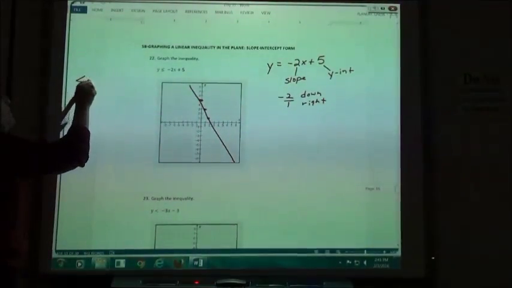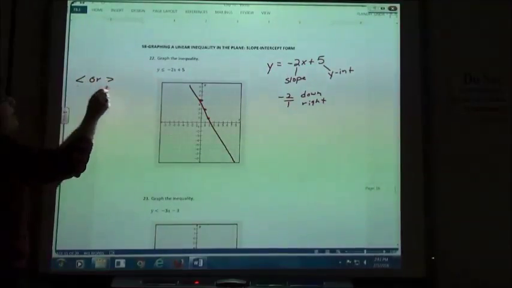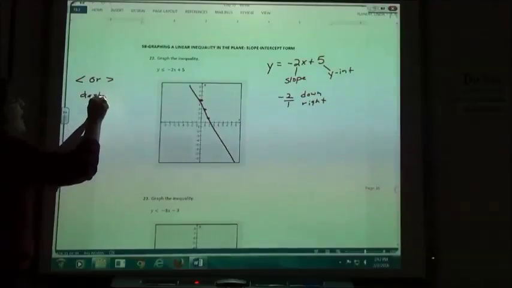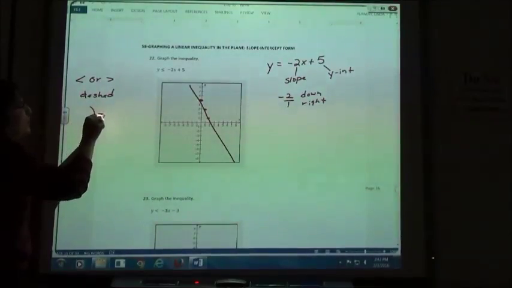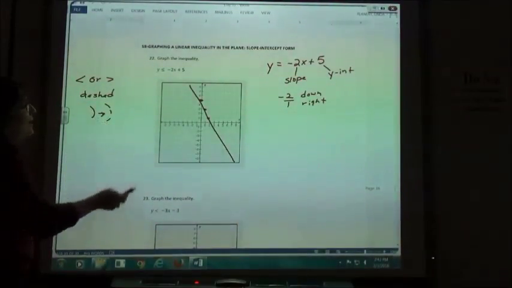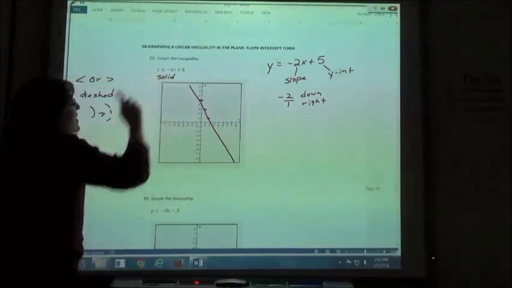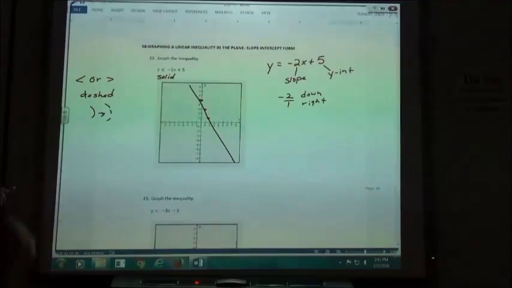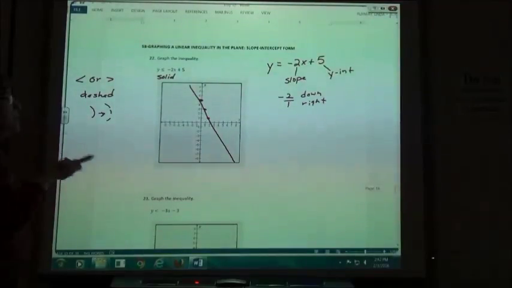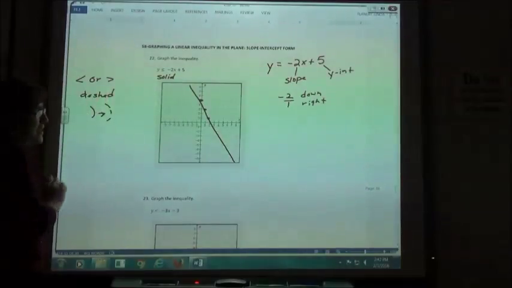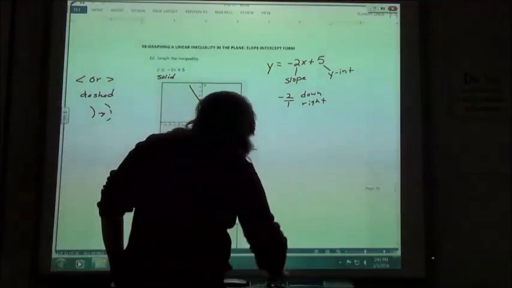If you have the less than or the greater than and it doesn't have the equal to, then we need to change it to a dashed line. So we use the little tool that looks like this. In this case, this one's going to stay solid because it does have the equal to underneath, so we don't have to change this one. So we drew our line, we checked whether we should have a solid line or a dashed line. Then we're going to do our shading.